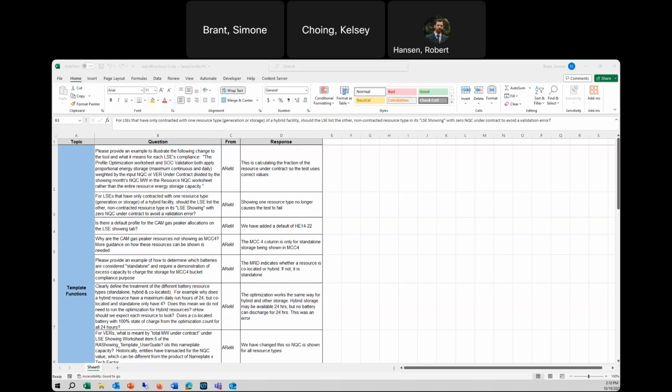Mary Neal from ARM, just to confirm that, LSEs don't have to enter a 0 value to avoid an error. Correct. Is that okay? Great, thank you.